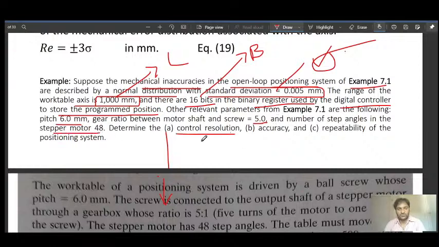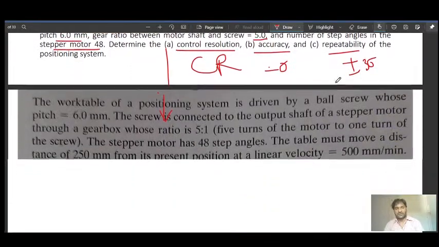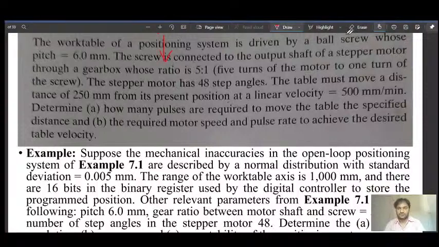Determine the control resolution CR, accuracy, that is plus minus CR by 2 plus 3 sigma, and repeatability plus minus 3 sigma. Okay, you have to identify these. So again I have written it here.